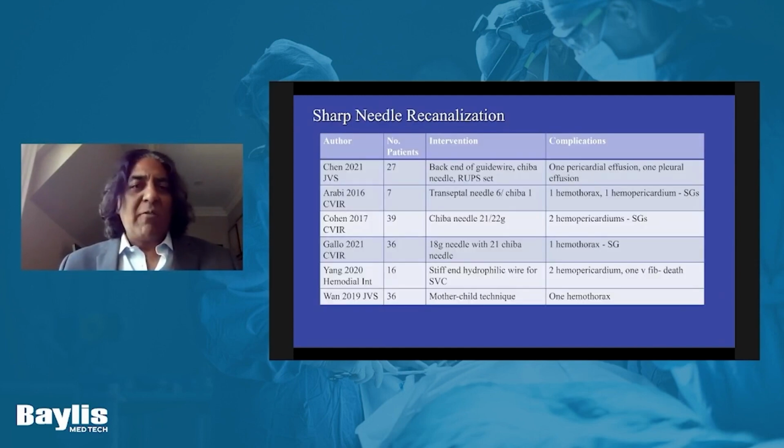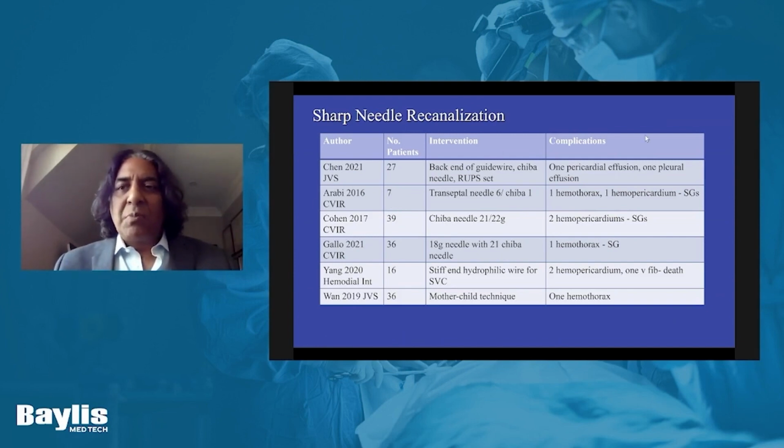When we look at published studies, I focused on the more recent ones, and a number of studies have been published in CVIR. Regardless of the device, whether you're using a Chiba needle, a transseptal needle, an 18-gauge needle, the stiff end of a glidewire, or the mother-daughter technique, as they call it, these studies all had complications: pericardial effusion in one, hemothorax in another with hemopericardium, 2 hemopericardiums, 1 hemothorax, 2 hemopericardiums, 1 hemothorax. So you're seeing a pattern here, and these are not with the RF power wire. The majority of the bailouts were stent grafts.